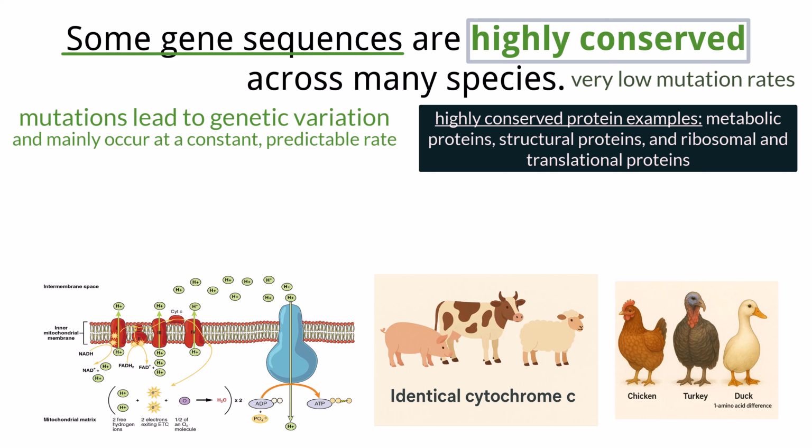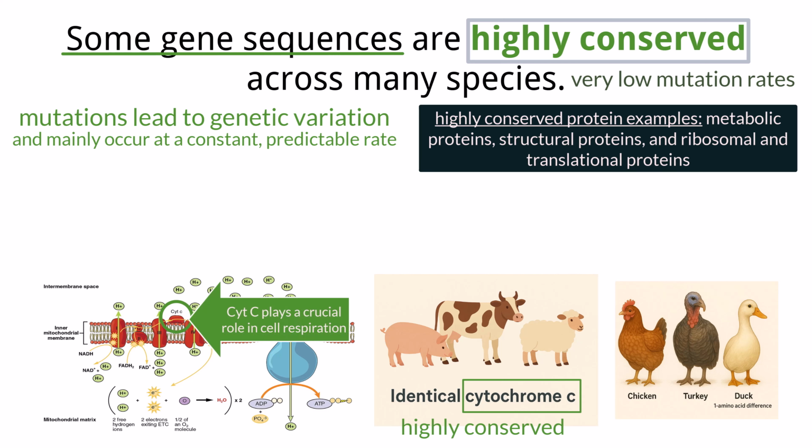proper synthesis of proteins. For example, the protein cytochrome C and its corresponding genes are highly conserved, meaning that cytochrome C has changed little over evolutionary time. Cytochrome C is a small, water-soluble protein that plays a crucial role in both cellular respiration and programmed cell death, or apoptosis. It is about 100 amino acids long.